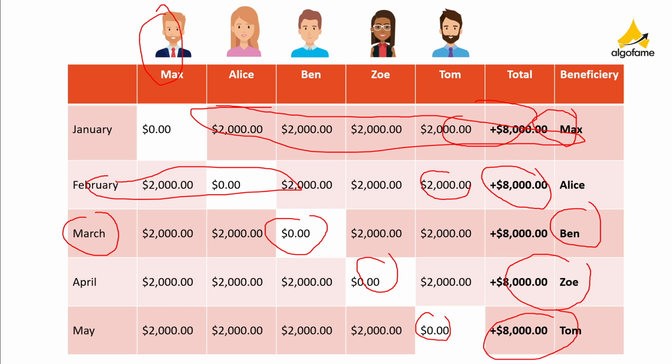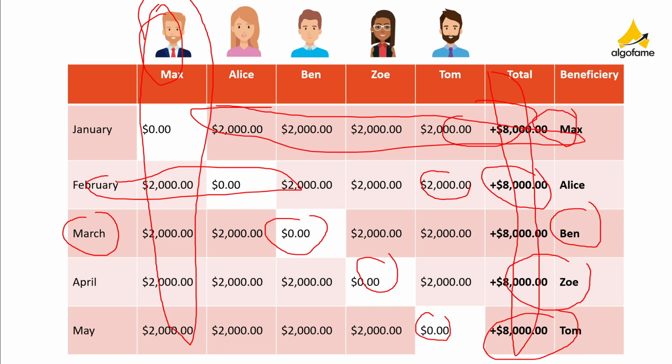Now we could see that everybody gets to receive $8,000, right? Everybody does get to receive $1,000. But when we start doing some analysis here, when you start looking at this table that we have, and really trying to see what's going on, we see that the person who benefits the most in this table, in a sense, is Max, at least up front, because he's able to use that money for 5 months and do a lot of things with it.